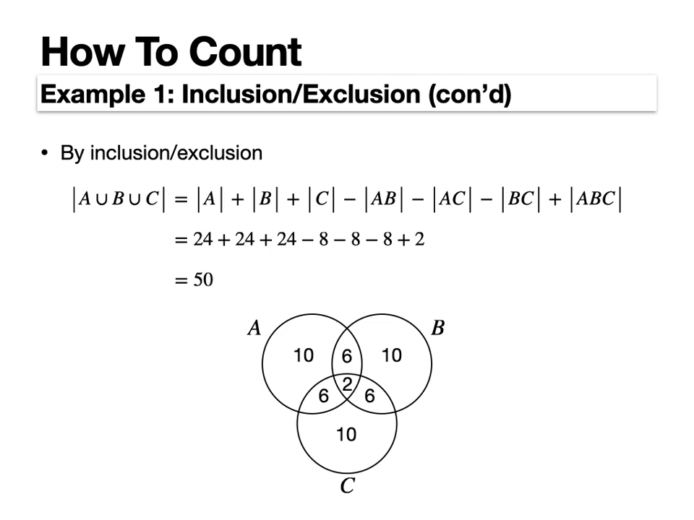So now you can see exactly what's going on in each of these clubs. There are 10 individuals who are in exactly one club. And then in each club, there are 6 individuals who are in exactly 2 clubs. And then in each club, there are 2 individuals who are in all 3. So that's the inclusion-exclusion principle.